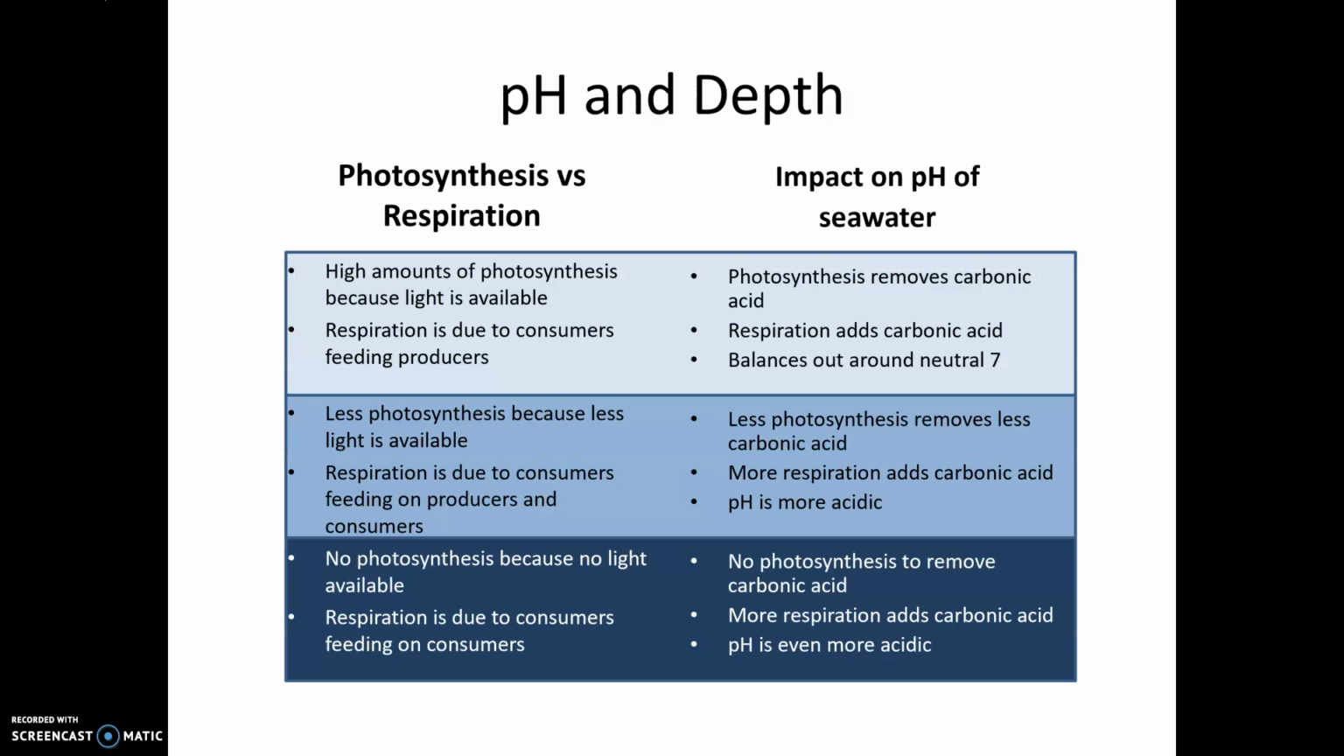So as we see, photosynthesis and respiration here in our different levels, like we saw, our photic zone, there's high amounts of photosynthesis happening because of that light. So that photosynthesis is going to remove that carbonic acid. And we're going to see our pH be kind of neutral, around 7.